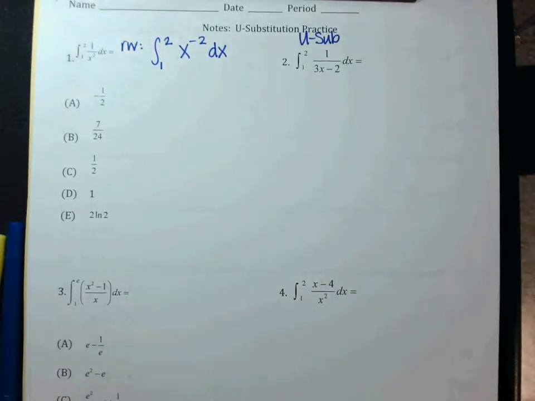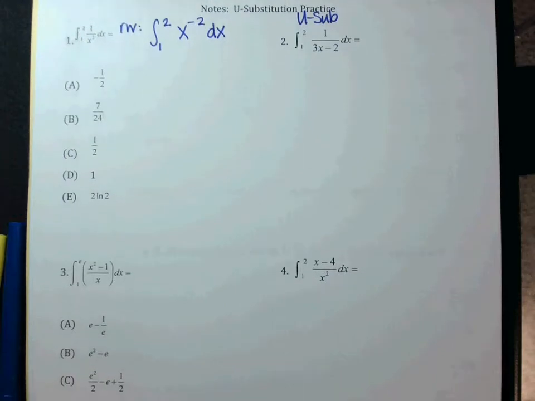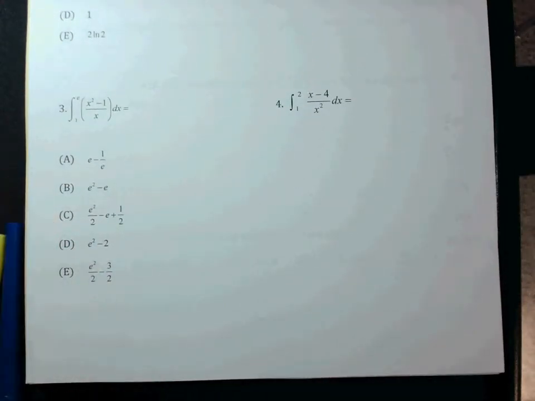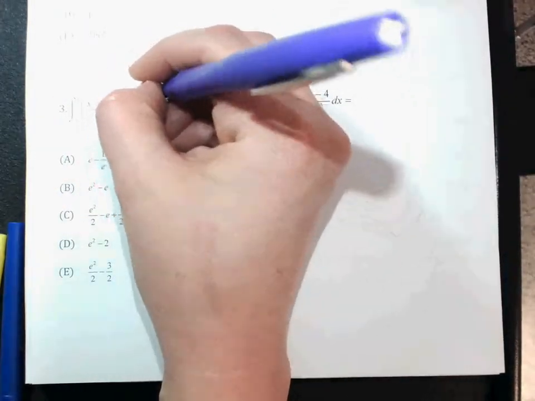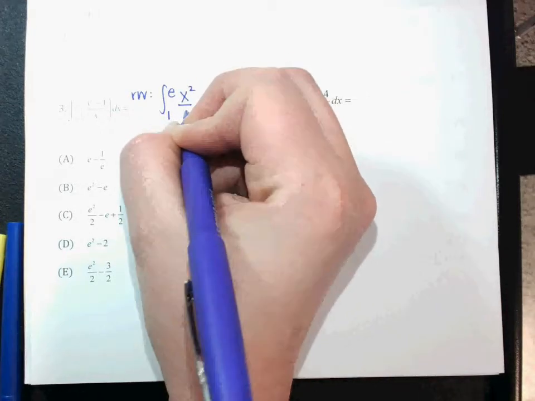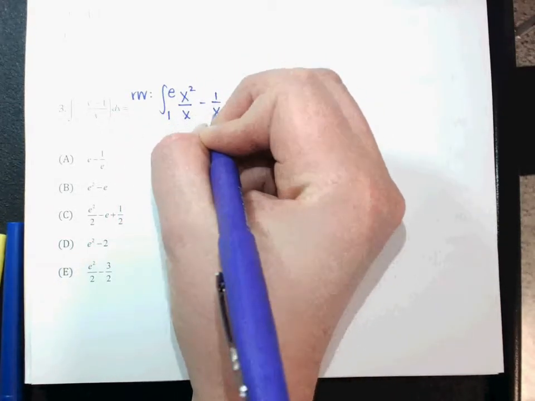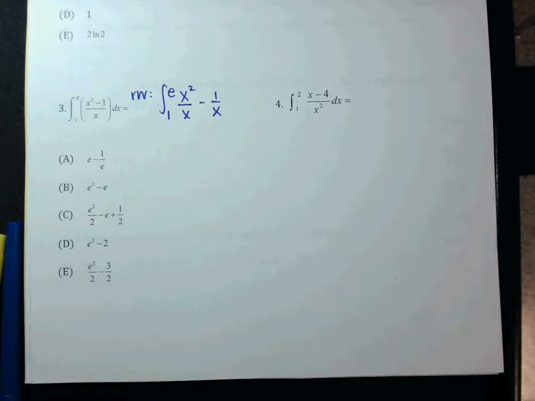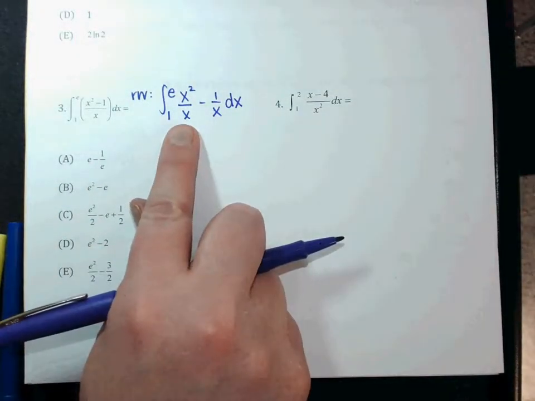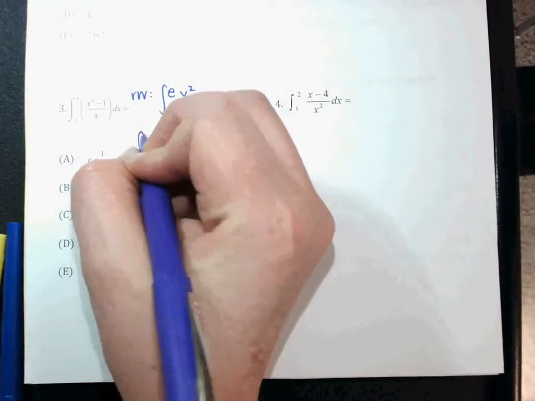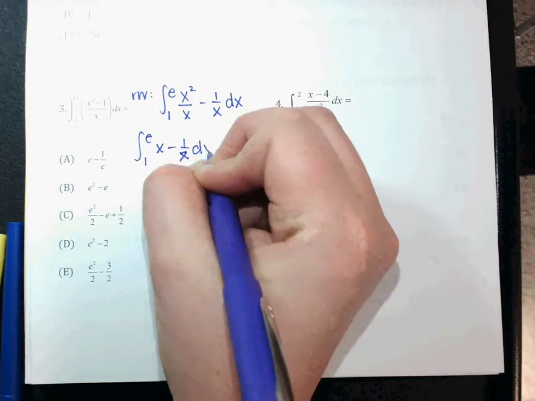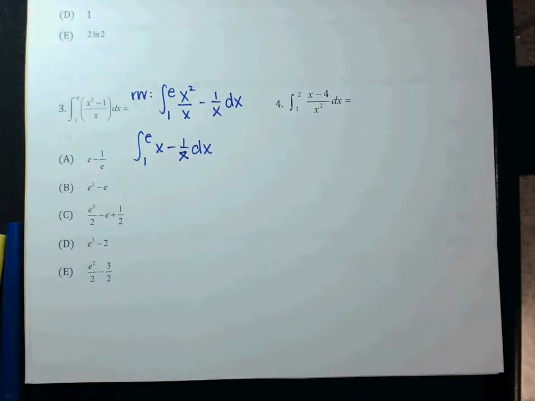Go down to number 3. Okay, let's check our rewrite on number 3. You should have split the denominator. Okay, rewrite. 1 to e, you would have had x squared over x minus 1 over x. Now, one of those can be further simplified. Which one? First or second? First one. What is x squared over x the same as? Okay, so 1 to e, x minus 1 over x dx. Okay, and then from there, you're about to do it.